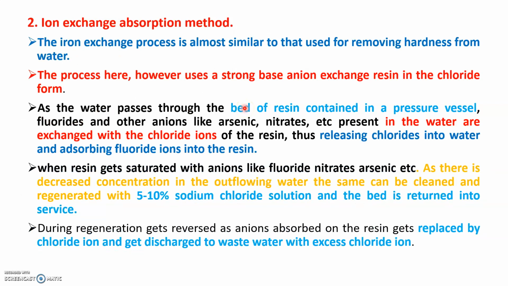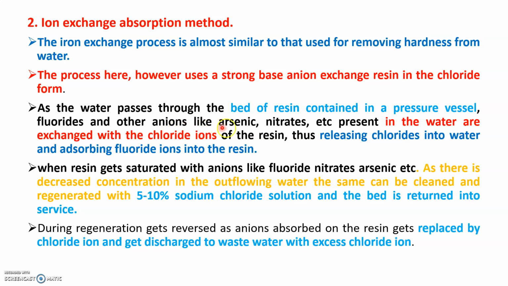So the next one is the ion exchange absorption method. When the water is passed through a strong base ion exchange resin, like the chloride form, the fluorides are removed. It is passed through a bed of resin in a pressure vessel itself, like you can imagine a pressure filter.